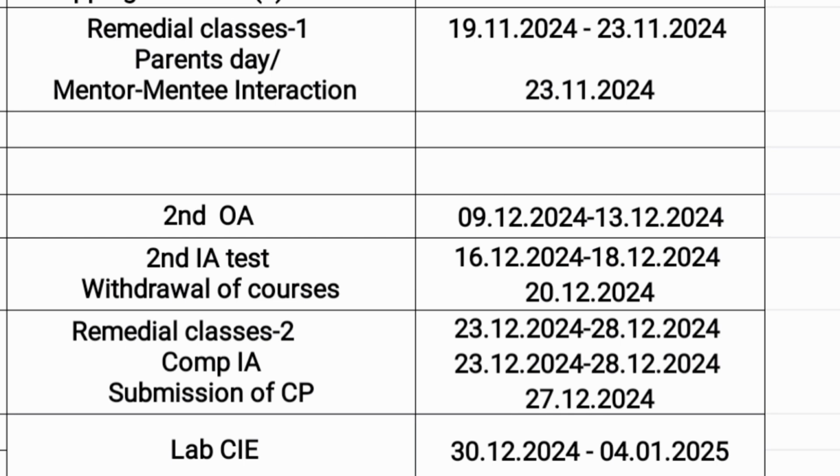and withdrawal of courses again up to 20th of December, right? And then the remedial classes again, second part will happen between 23rd of December to 28th of December, and those are all the practicals and the things which are mentioned, like lab CIE, lab assessment, and 30th of December to 4th of January 2025.